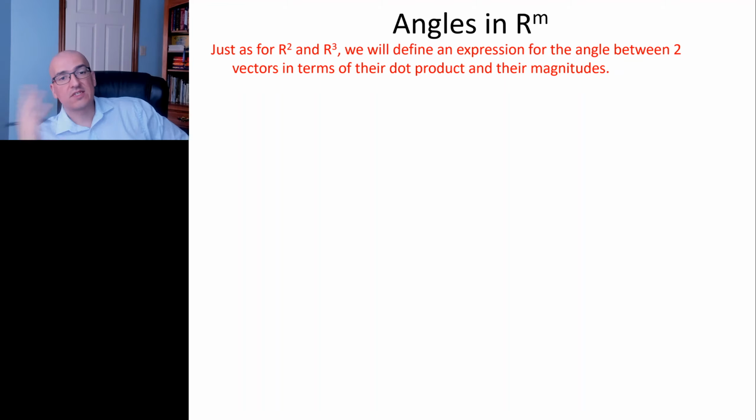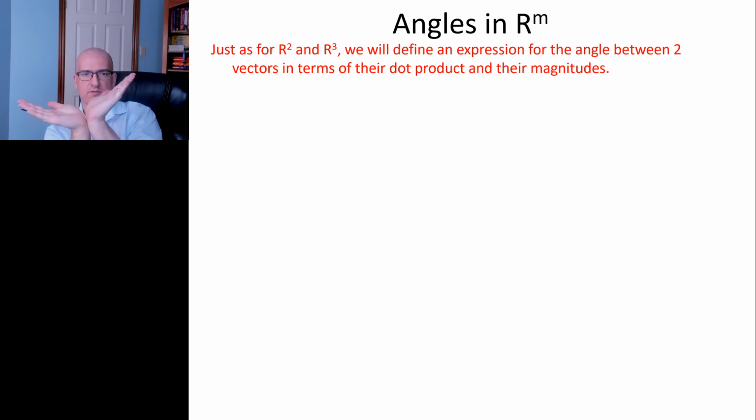Angles. This is where we have to resist the urge to think too hard geometrically. What does it mean to have an angle in 7 dimensions? An angle in 2 dimensions is this. Well, there's another one, another one. An angle in 3 dimensions is also this. Just rotate it around. And that looks ridiculous.